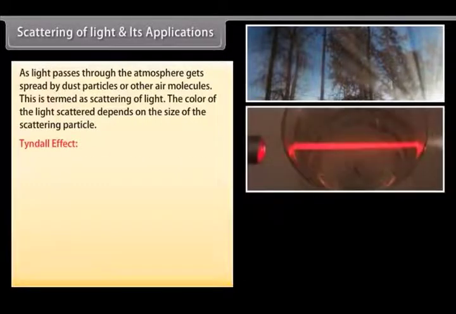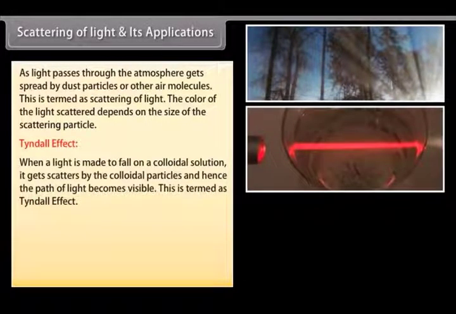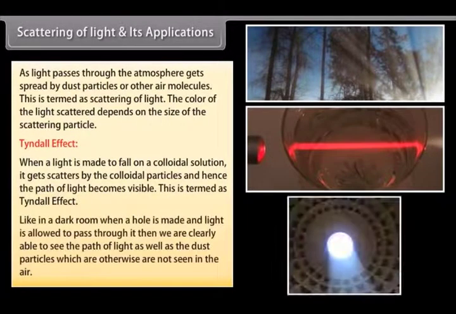Tyndall effect. When light is made to fall on a colloidal solution, it gets scattered by the colloidal particles, and hence the path of light becomes visible. This is termed as the Tyndall effect. Like in a dark room, when a hole is made and light is allowed to pass through it, then we are clearly able to see the path of light as well as the dust particles which otherwise are not seen in the air.